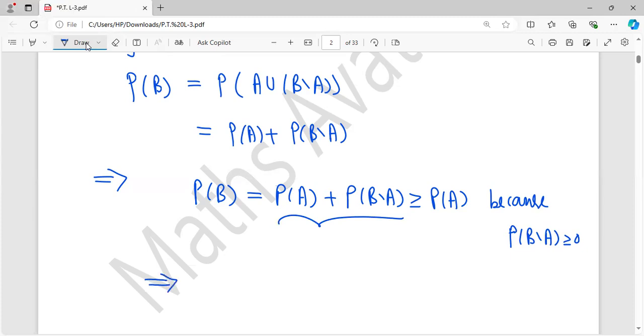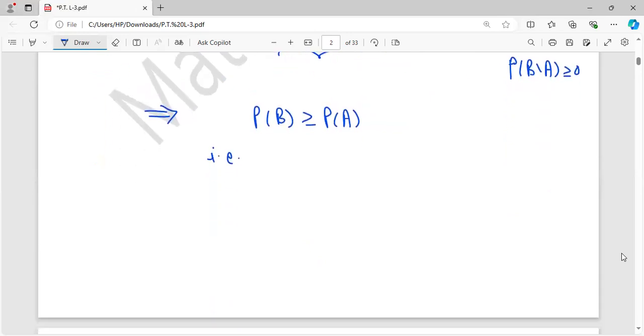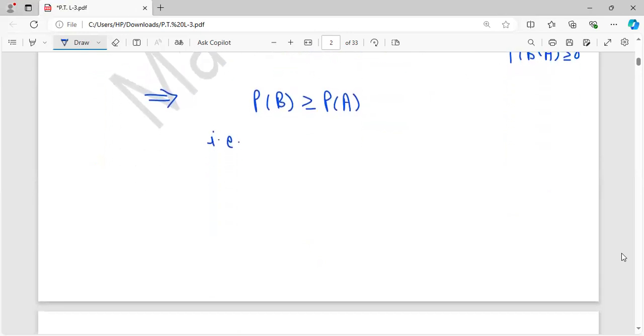So this implies PB is greater than or equal to PA. I can write it in another way: PA is less than or equal to PB. So what we have is PA is less than or equal to PB.